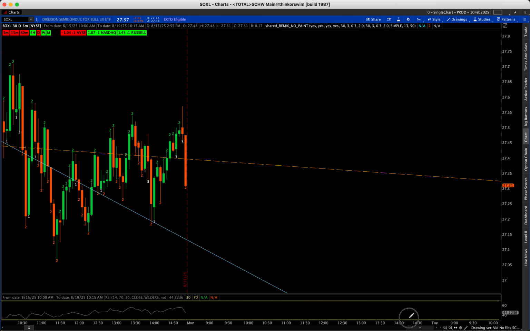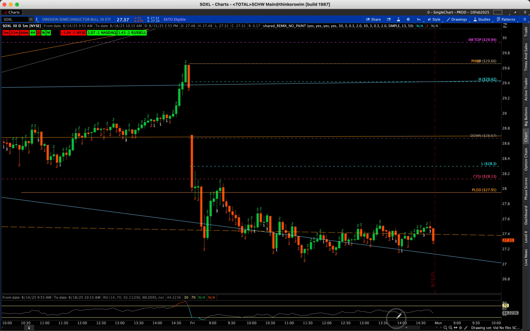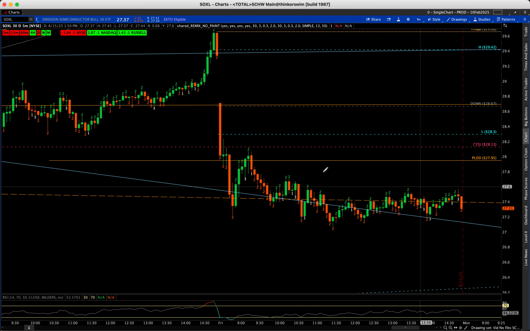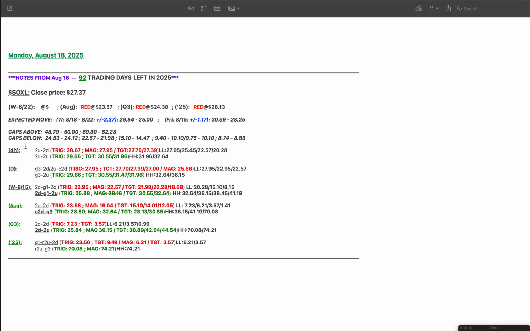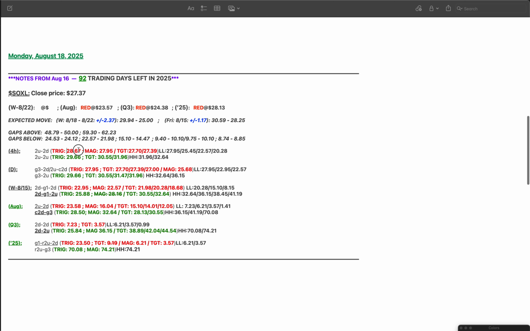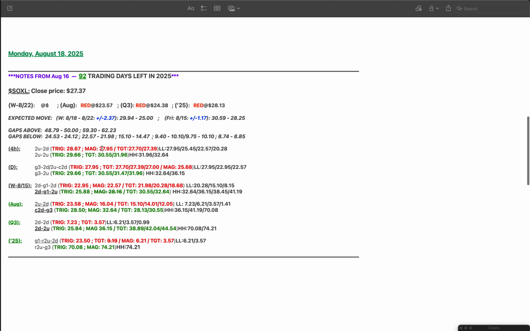All right, we can see we had price action open here, which triggered the 4-hour to the downside, right? The 4-hour trigger to the downside. If we look at our notes, these are still from Friday. We can see that the trigger is 28.67. So we know if price action went below 28.67, we wanted to get in puts, and the magnitude was 27.95. So that's where our first target would be. That 27.95 would then trigger the day to the downside, which would then have targets of 27.70, 27.39, 27 flat, and an extreme target of 25.68.